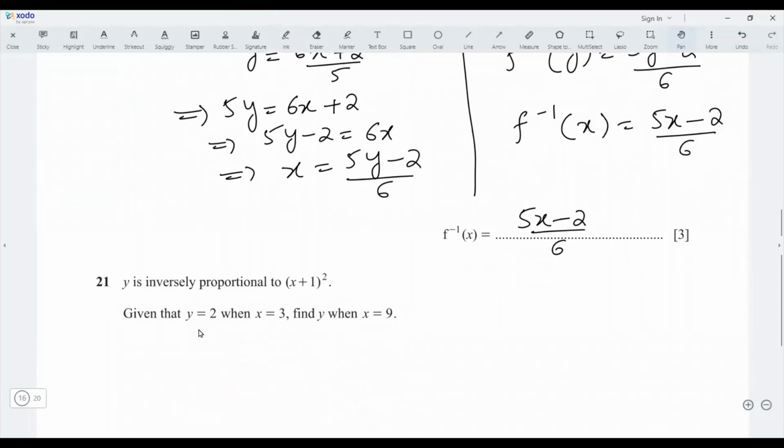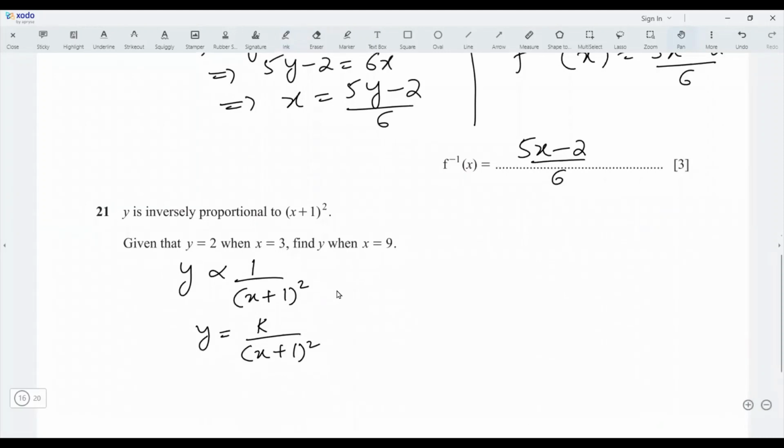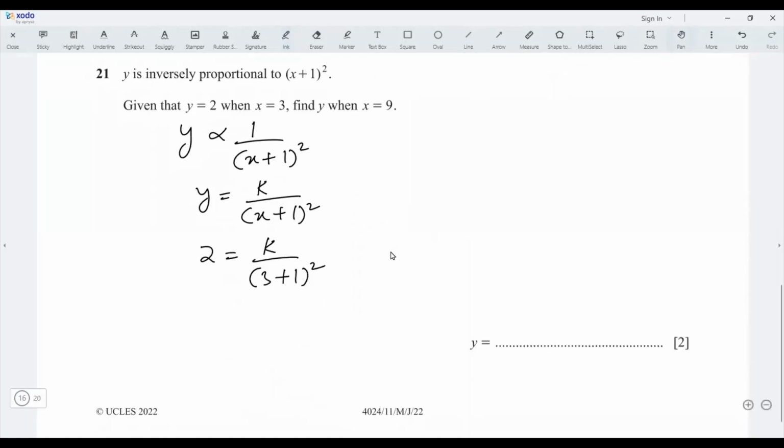So y is inversely proportional to x plus 1 whole squared. So removing that proportional sign, we have to write y equals k over (x plus 1) whole squared. First of all, find the value of k when y is 2 and x is 3. So 2 equals k over 3 plus 1 whole squared. 3 plus 1 is 4, 4 squared is 16, and 16 multiplied by 2 results in 32. So k's answer is 32.